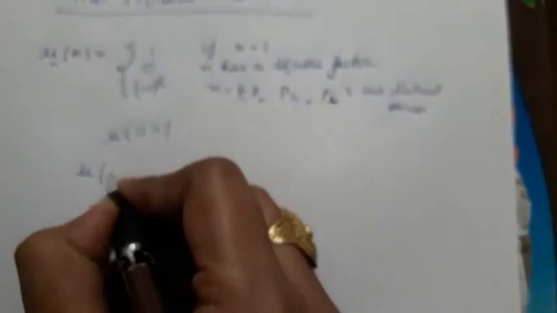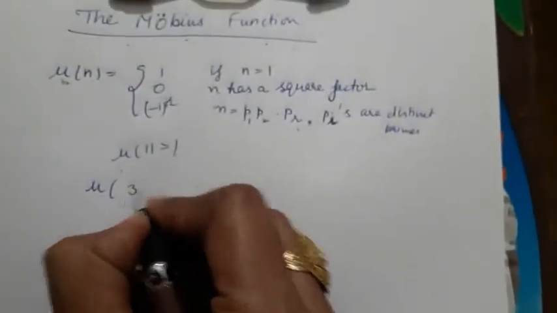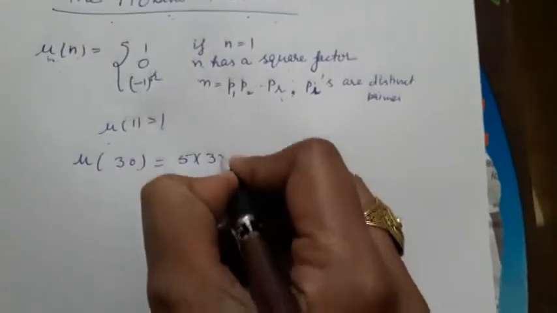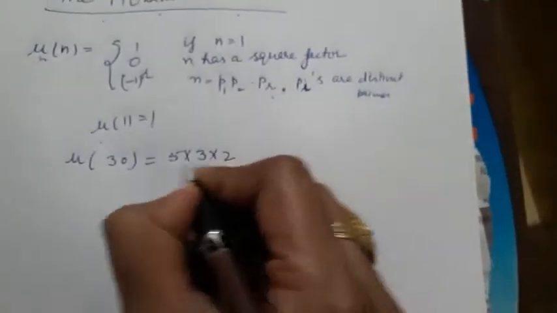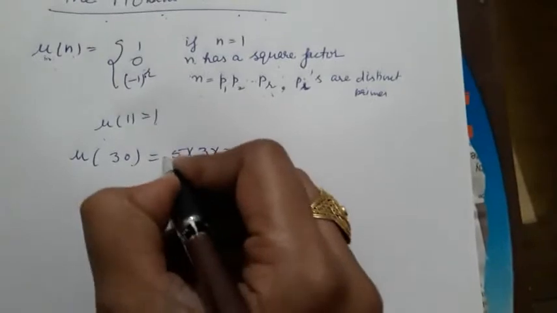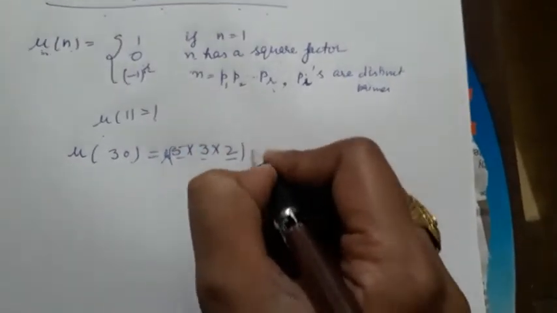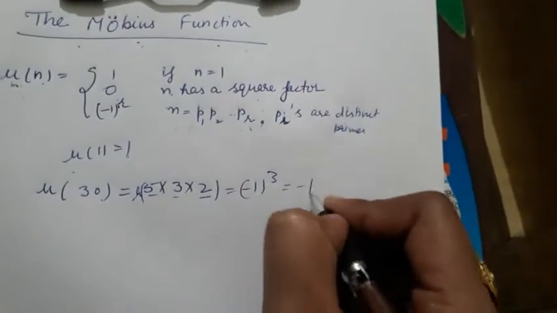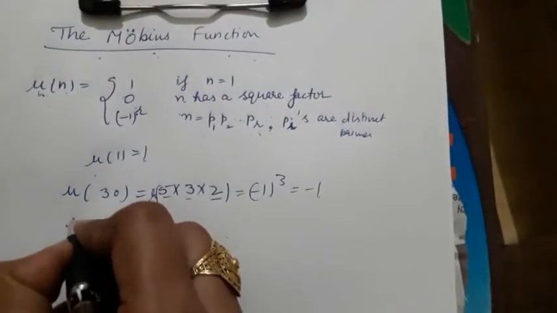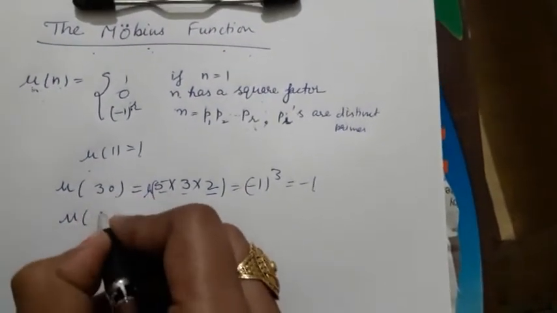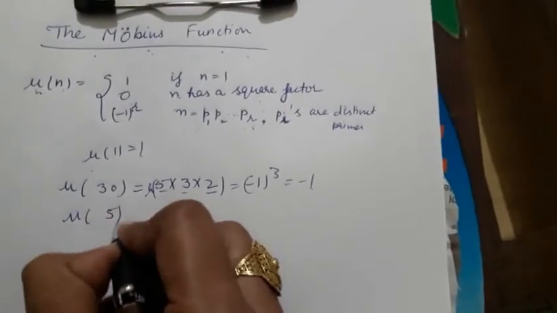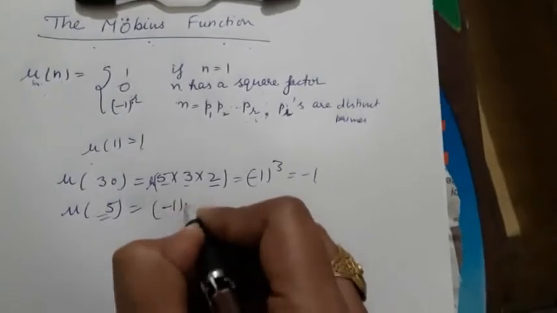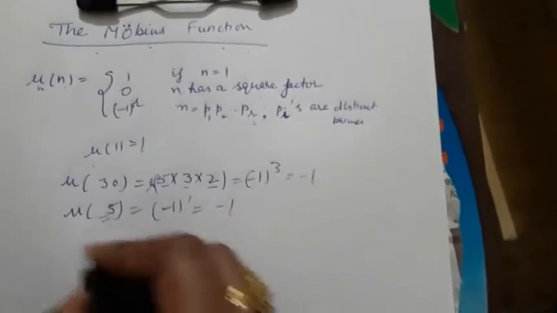For example, suppose we find out the value of mu 30. Now 30 can be written as 5 into 3 into 2. There are 3 prime numbers in 30. So mu of this is equal to minus 1 cube, and minus 1 cube is equal to minus 1. Similarly, if we find out mu of say 5, 5 is a single prime. Its value is minus 1 raised to power 1, that is minus 1.